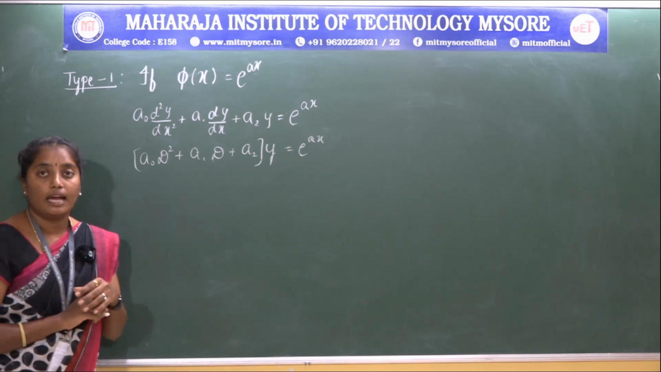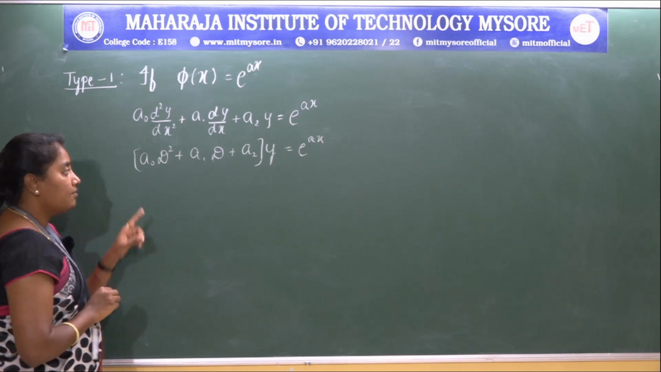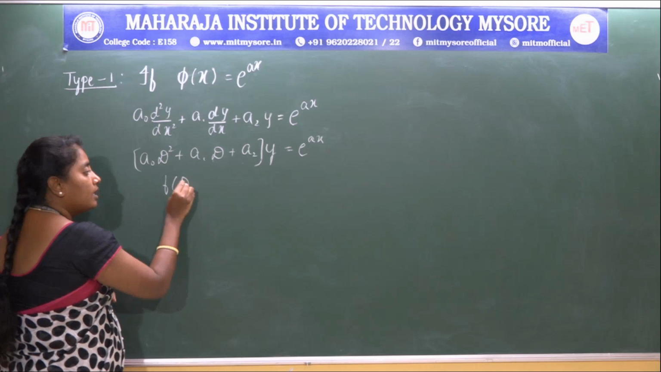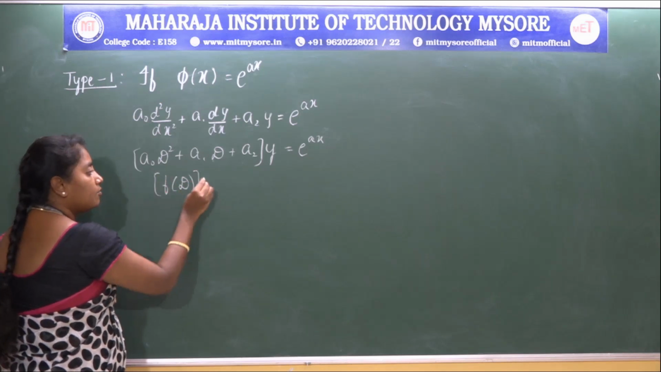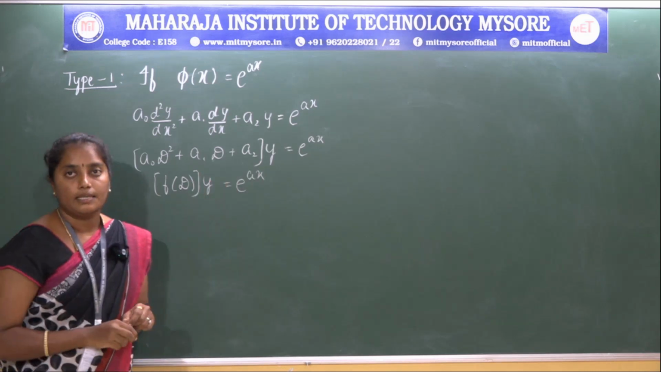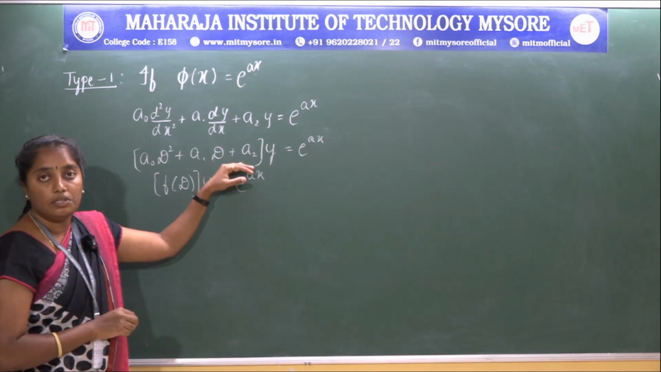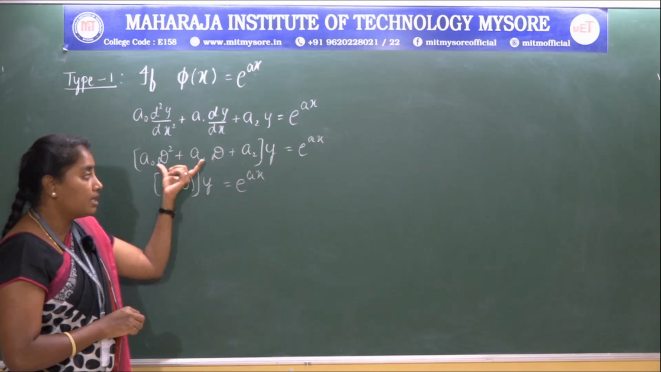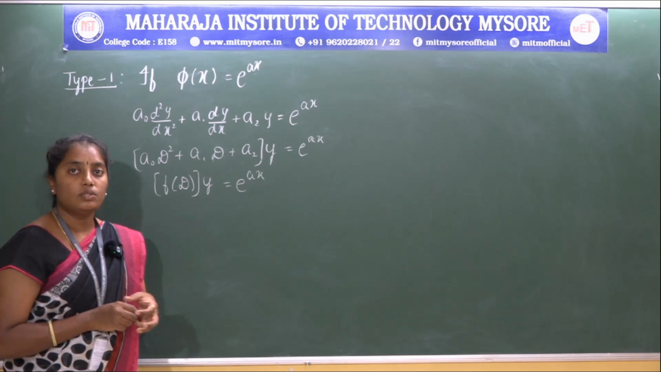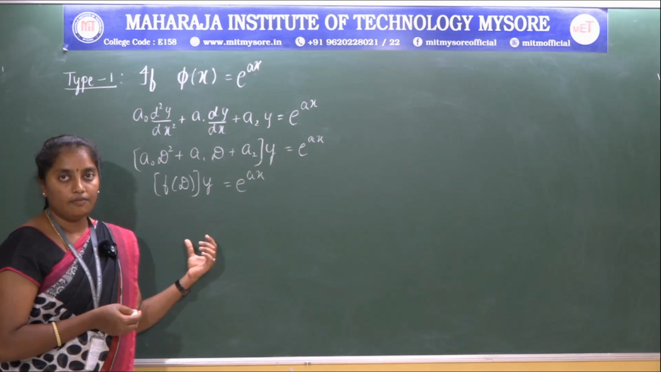From this equation we have to write the auxiliary equation. Before writing the auxiliary equation, this equation can be written as f of d of y is equal to e to the power of ax. To write the complementary function, first we have to write the auxiliary equation of this differential operator equation. Then using that auxiliary equation we have to find the roots of the equation. After getting the roots we have to write the complementary function.